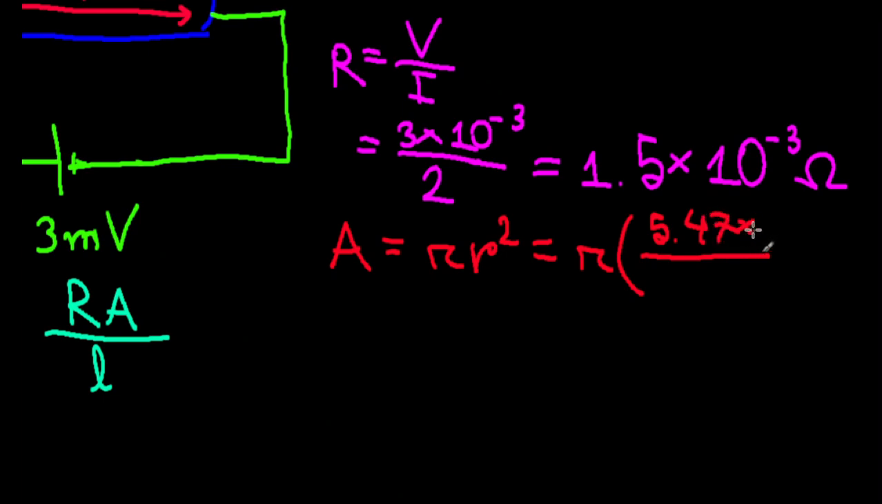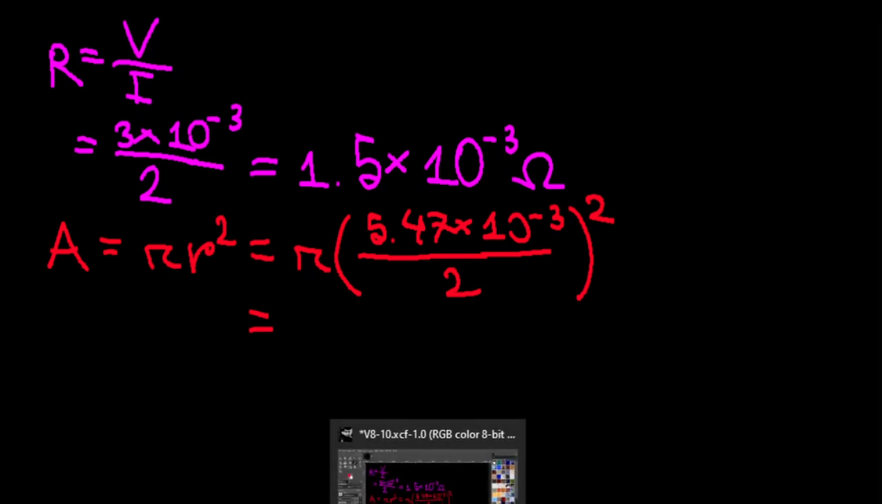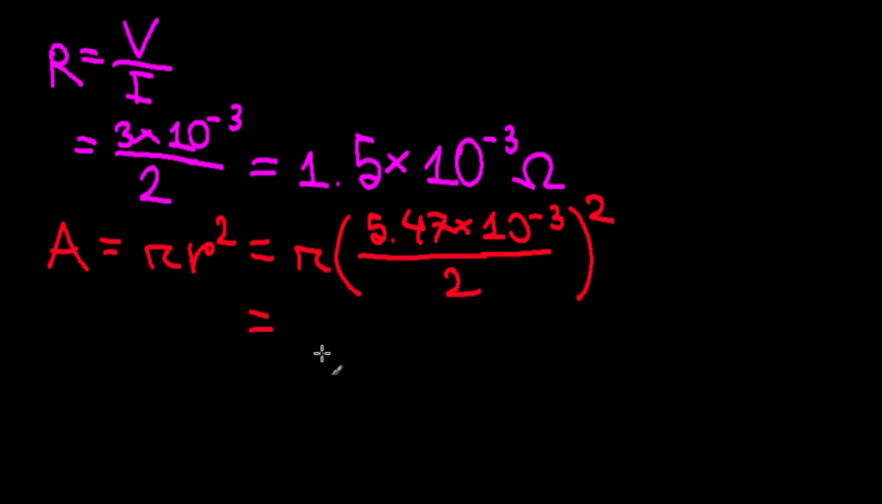If our diameter is 5.47 times 10 to the power minus 3 meters, our radius is going to be half of that, and what we have is this squared. This is going to give us some value, I won't bother putting that in for now.